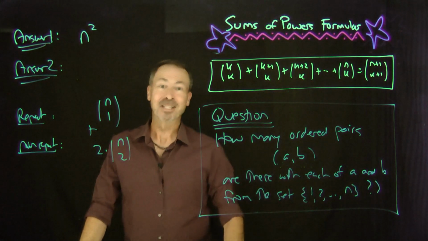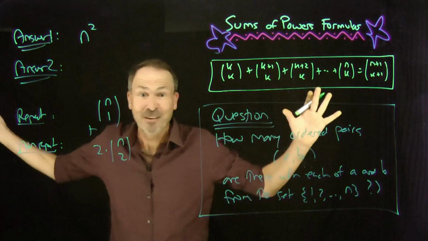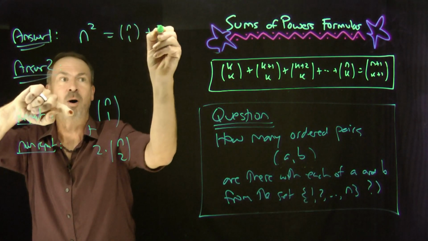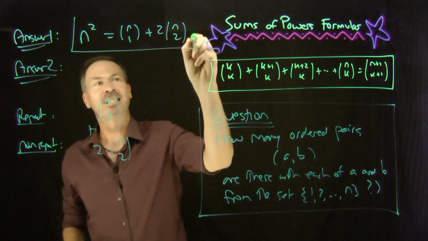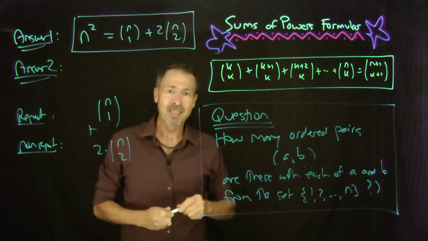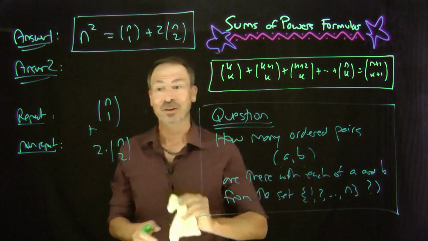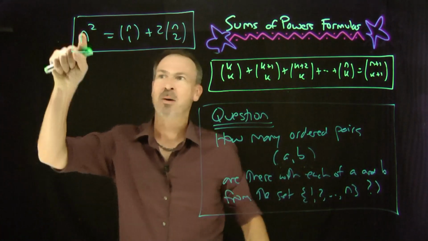Okay, so I've answered the same question two different ways and got two very different looking answers, but they have to be the same answer. This n squared answer has to be the same as this n choose 1 plus 2 times n choose 2 answer. So I've just discovered a little identity, that n squared can be written as that combination of coefficients. Aha!